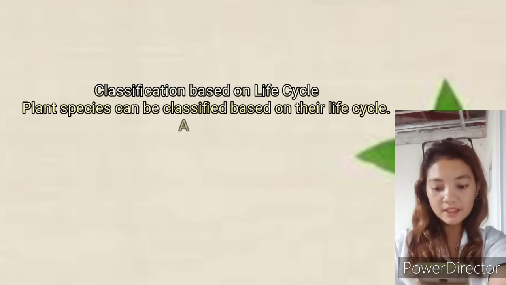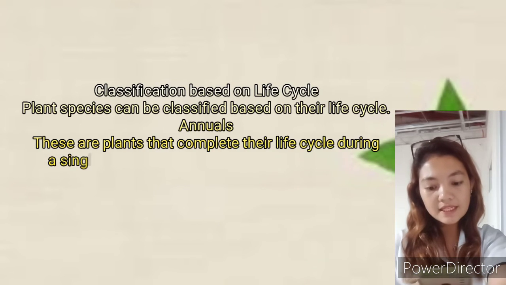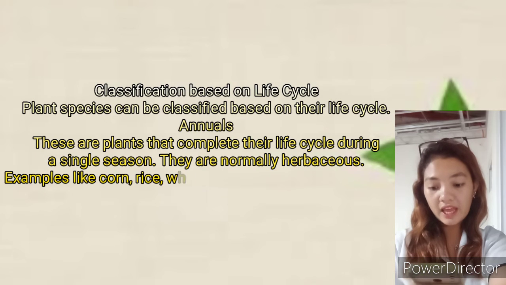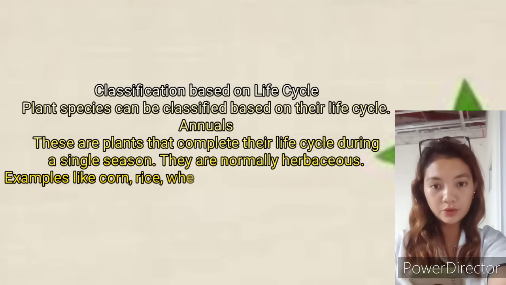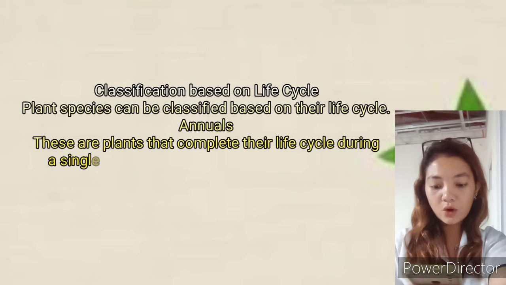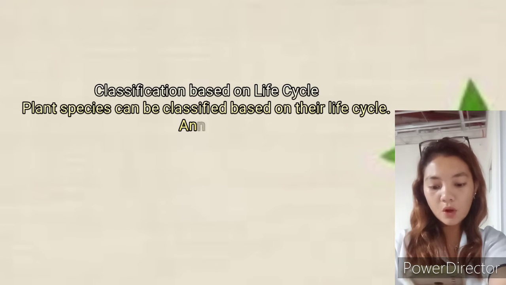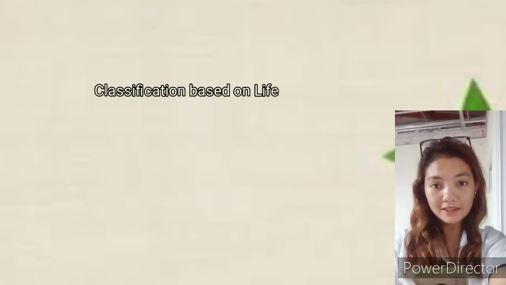Classification based on life cycle. Plant species can be classified based on their life cycle. Annuals. These are plants that complete their life cycle during a single season. They are normally herbaceous. Examples like corn, rice, wheat, and pulses are annual plants.